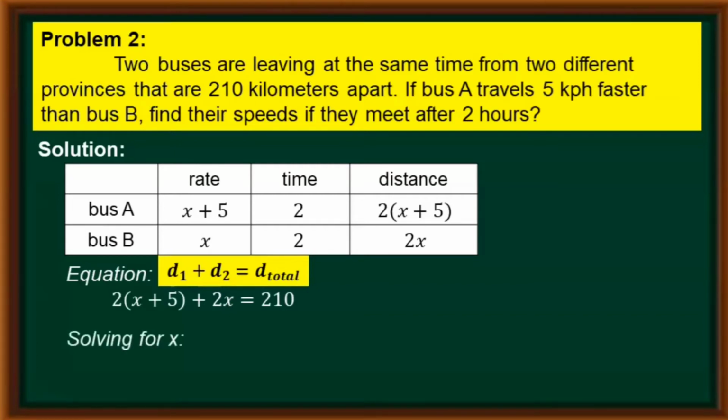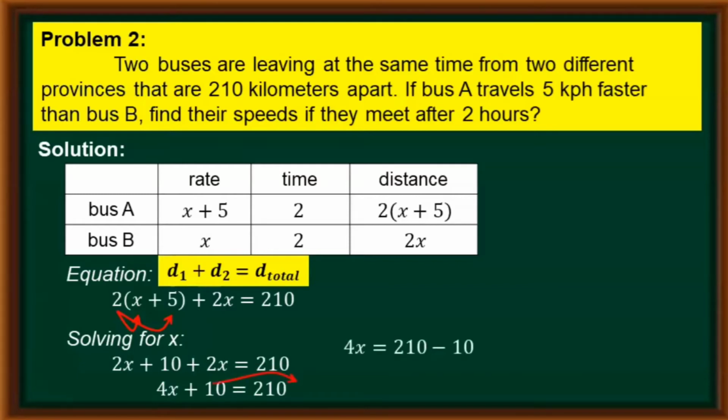Solving for x in this equation, first, we distribute 2 to x plus 5. So that becomes 2x plus 10 plus 2x equals 210. Combining similar terms, 2x plus 2x, that would be 4x. Then we just copy positive 10 equals 210. Next, we transpose positive 10 to the right side. So the equation would now become 4x equals 210 minus 10. Simplifying, 210 minus 10, that would be 200.